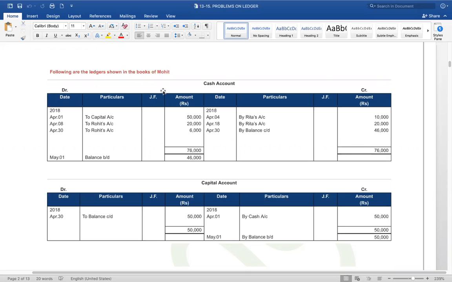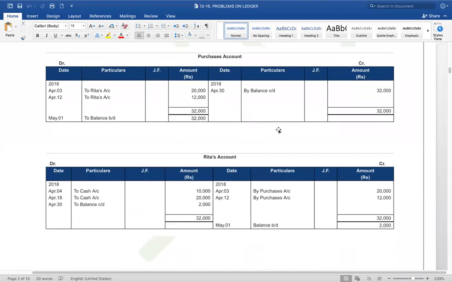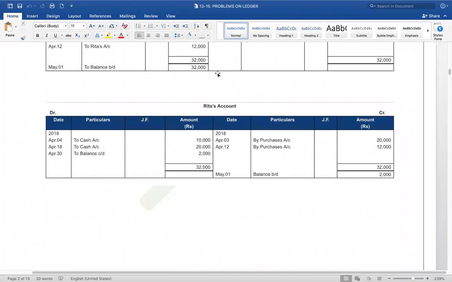Rita's account debit to cash. So from here you can take Rita's account. Rita's account debit to cash on April 4th, 10,000. Rita's account debit to cash on April 18th, 20,000. Now, what is the total of credit side?